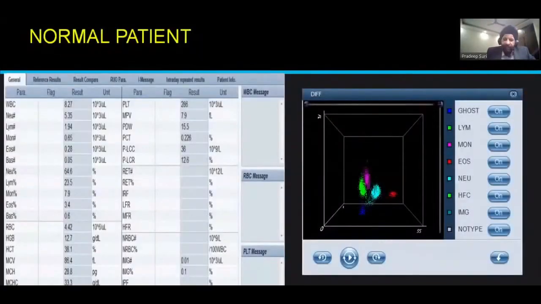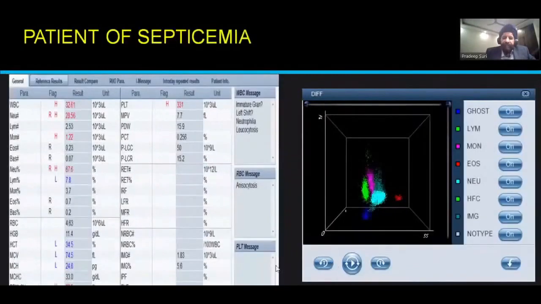So if you look at a normal patient, this patient has an immature granulocyte count of 0.1%, which is normal. You can see that this light blue area here is the neutrophil area. There is hardly any dot in this IMG scatter area. Contrast that to the scattergram of a patient with septicemia. The IMG here is 5.6%, and if you look at this area here, you can see that there are a lot of dots in this IMG area. So the moment you see that there is scatter clustering in the immature granulocyte area, you know that you are looking at a bacteremia or septicemia scenario, and if it is a leukemia, then it will all go as a single scatter plot and not into two different compartments.